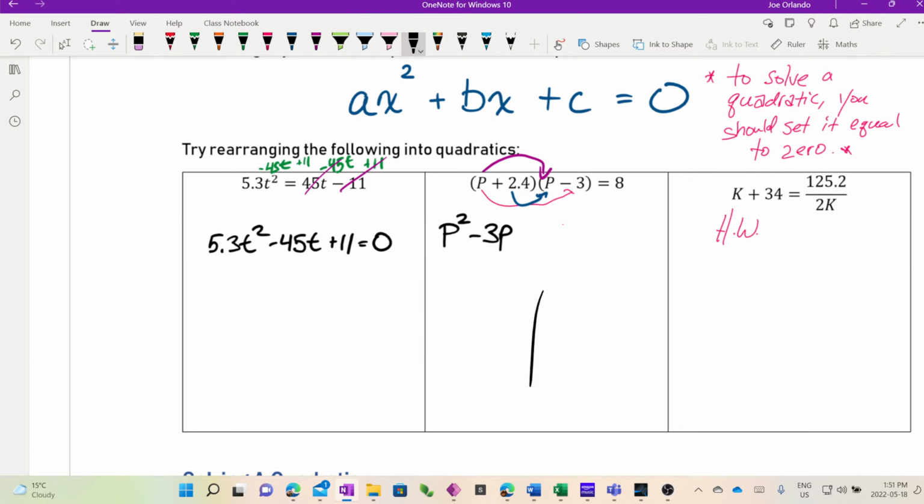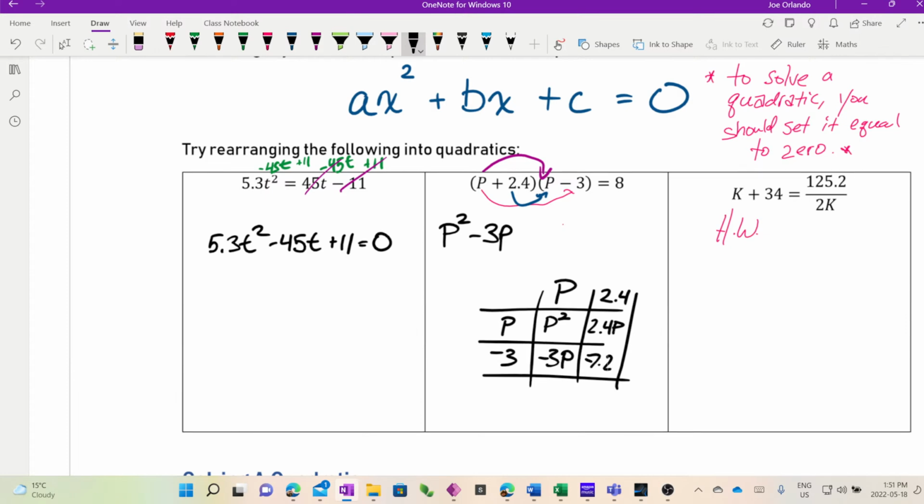By the way, you guys may have done the array model. Has anyone ever done the array model? Where you do like p, 2.4, p, negative 3. Nothing wrong with that. P times p is p squared. P times 2.4 is 2.4p. Negative 3 times p is? Yeah, negative 3 times 2.4. And if you want to do it that way, we can even collect like terms all at the same time, because that and that are like terms.